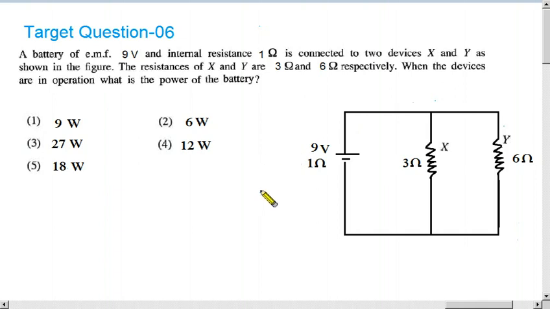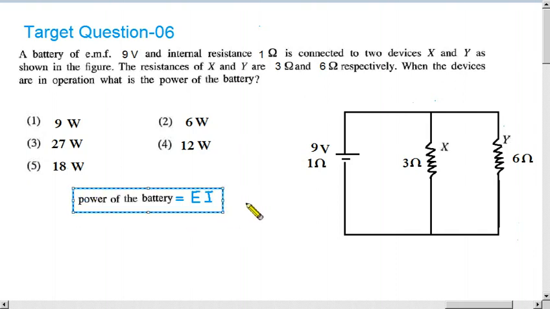So children, now I am going to solve this. What they ask is not the power of these resistors, what they ask is the power of the battery. So you must have learnt it. Power of a battery is given by this equation. It is equal to E times I. This is the equation to find out the power of the battery.